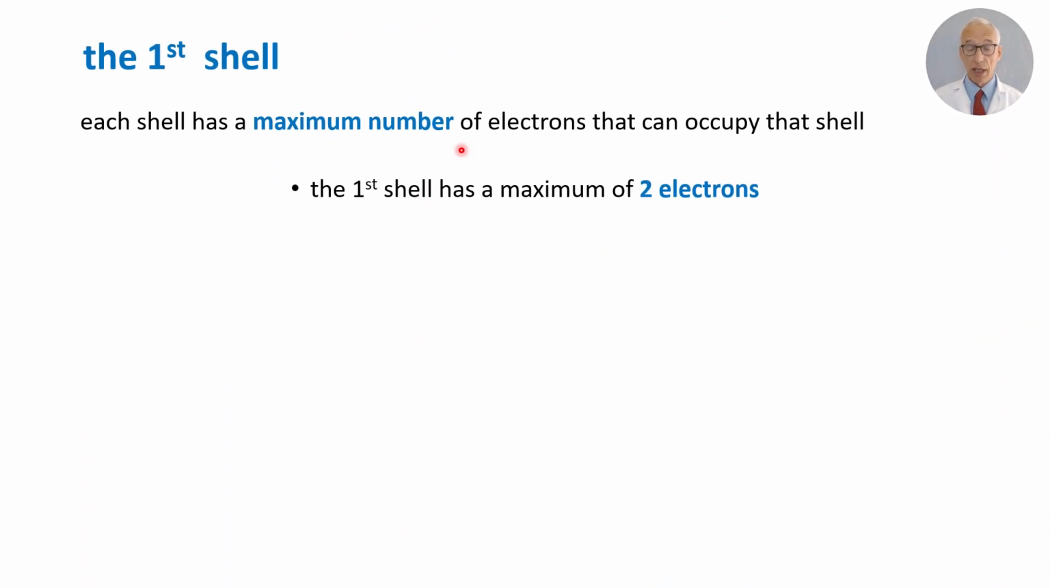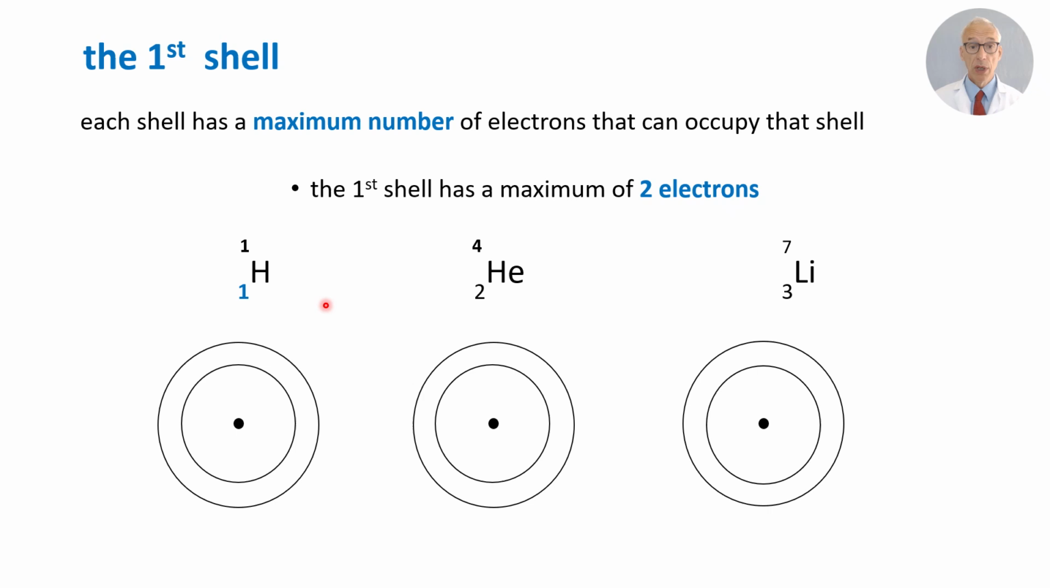Now, each shell has a maximum number of electrons that can occupy that shell. The first shell has a maximum of 2 electrons, and you are expected to recall that. So if we look at hydrogen, we've got 1 electron, as we've seen previously. We'll put that into the first shell. Helium has got 2 electrons. Well, the first electron goes in the first shell, the lowest energy shell nearest the nucleus, and the second electron goes in the same shell.